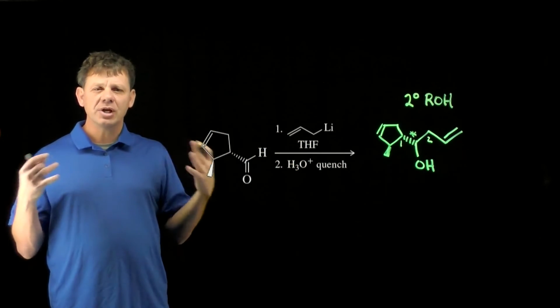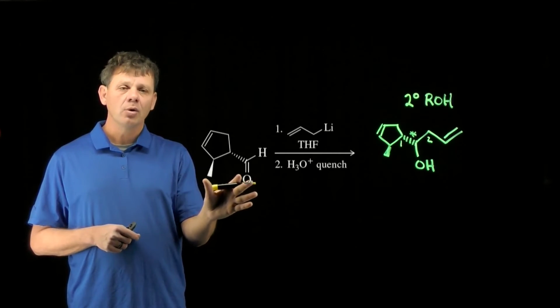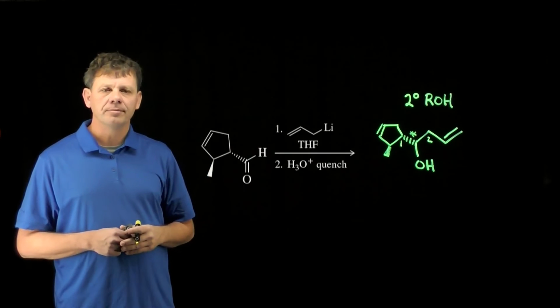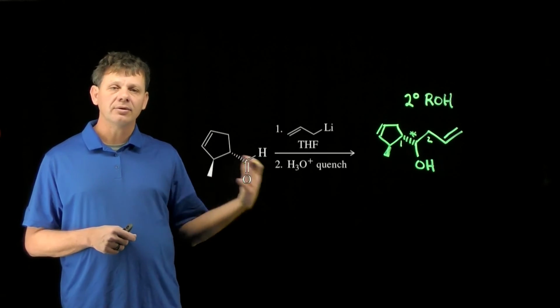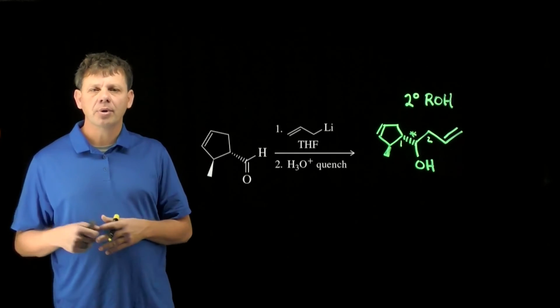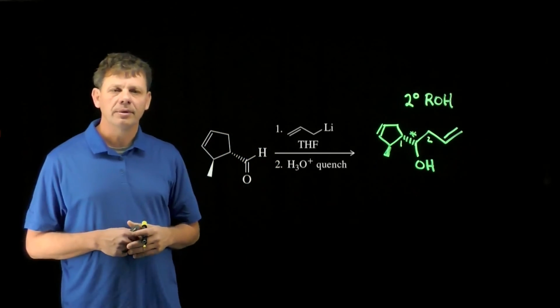And we can generalize then: the reaction of Grignard and organolithium reagents with aldehydes will produce secondary alcohols. With ketones, we get tertiary alcohols. If we use formaldehyde, we get primary alcohols. But in this case, secondary alcohol is what results.